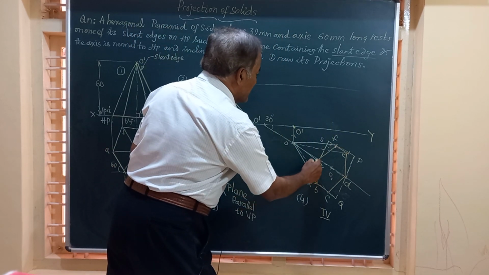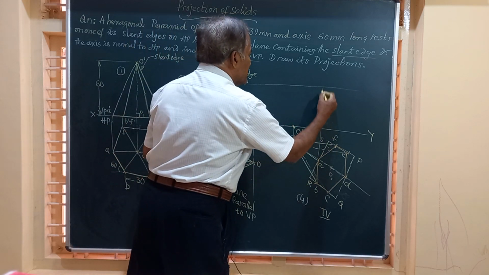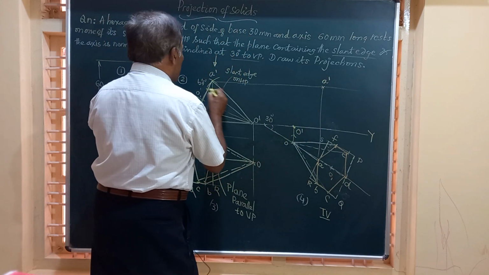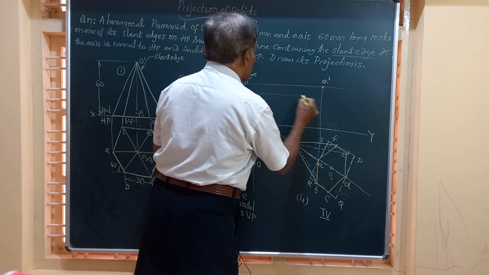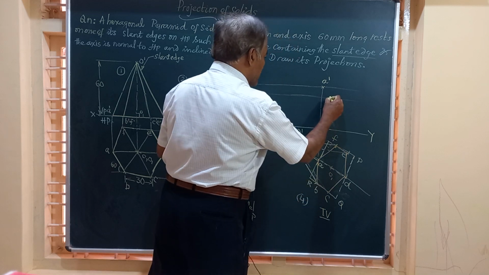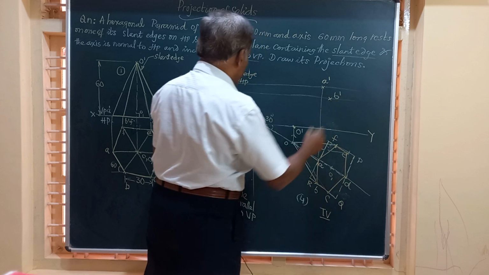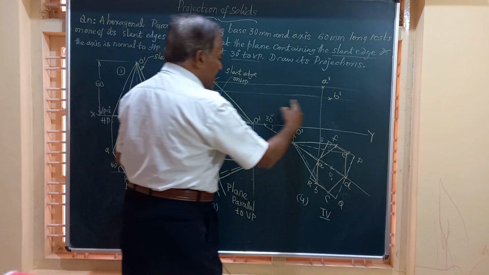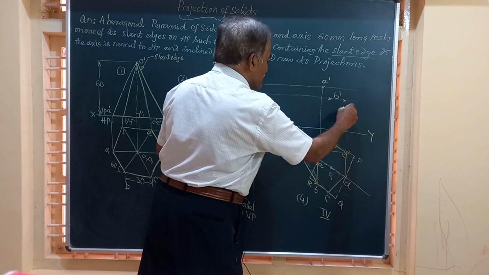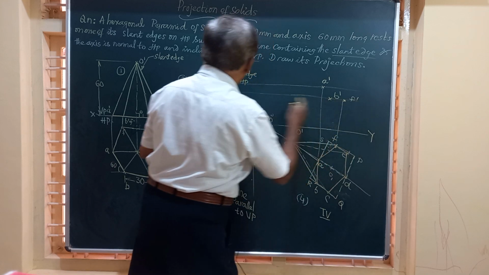So where is A? A is here. Vertical line from A, horizontal line from A dash. They are meeting here. We'll call this A dash. Next B dash. Horizontal line from B dash. Vertical line from here. So you will get somewhere here. This point is B dash. Then F dash. Horizontal line from F dash, vertical line from F dash. So you will get a point there. That is F dash. B dash, F dash should lie on that.